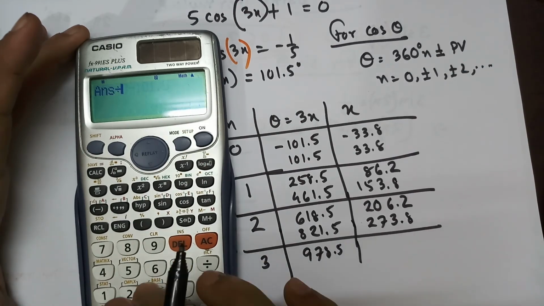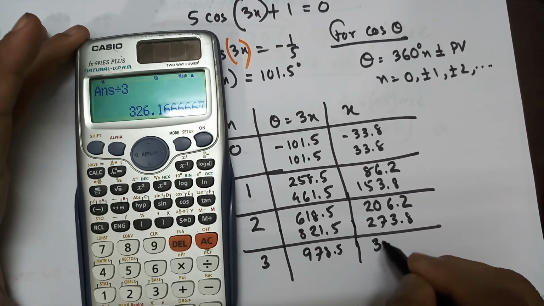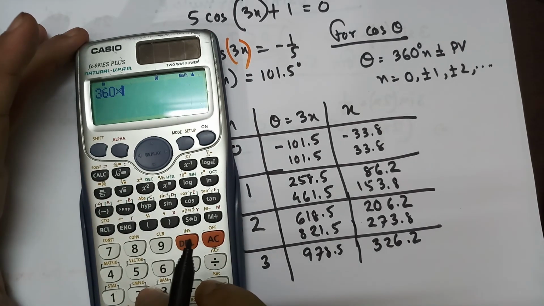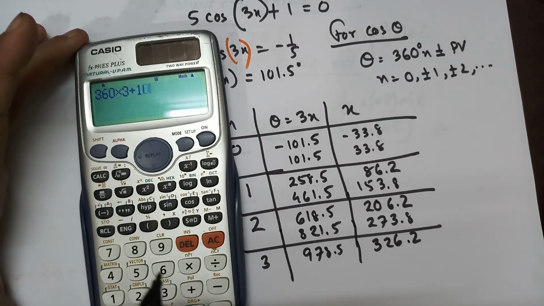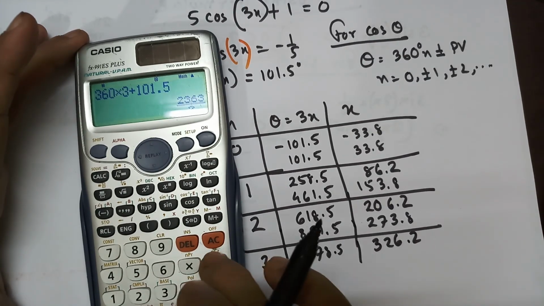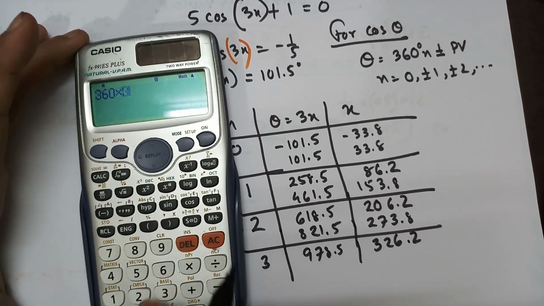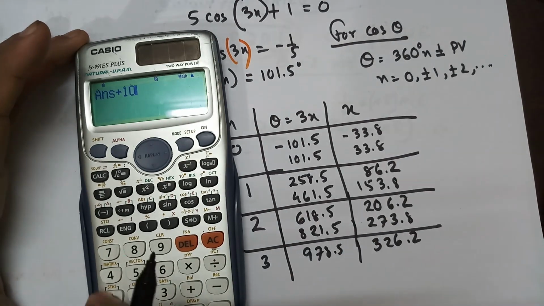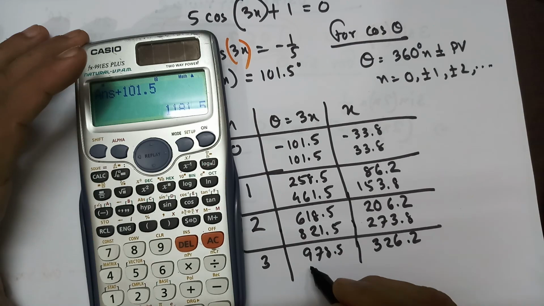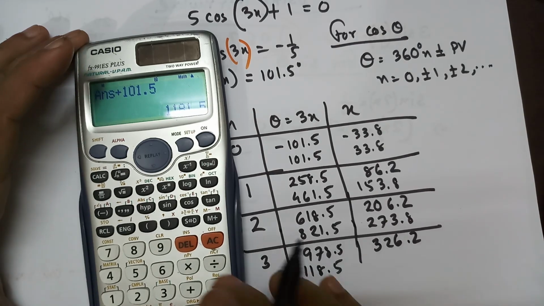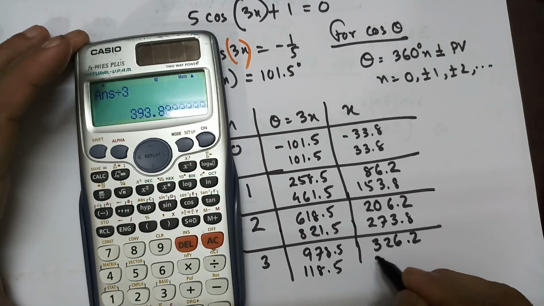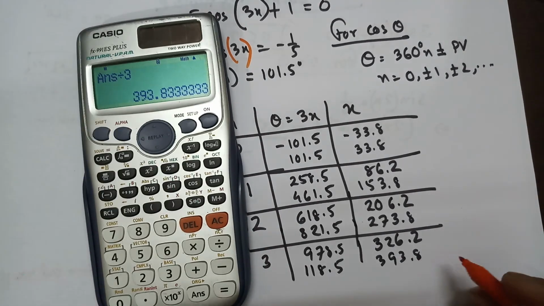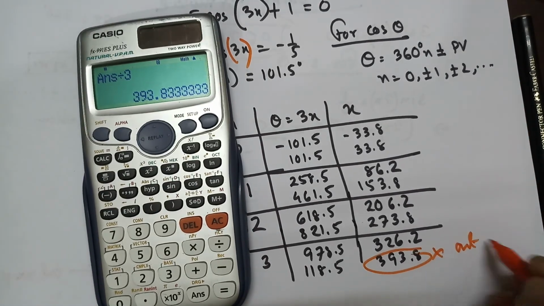And when I go for 360 times 3 minus 101.5, that's going to give me 978.5 by subtracting, divided by 3. That's going to be 326.2. And when I add 360 times 3 plus 101.5, that's going to be 1181.5 divided by 3, and that's going to be 393.8, and that is out of range. Okay, so 393 is out of range, so I cannot take this value.